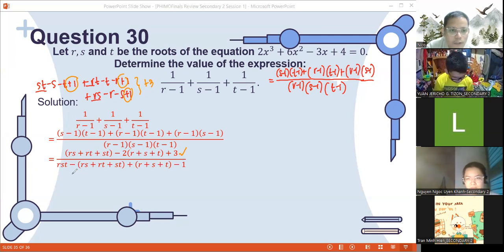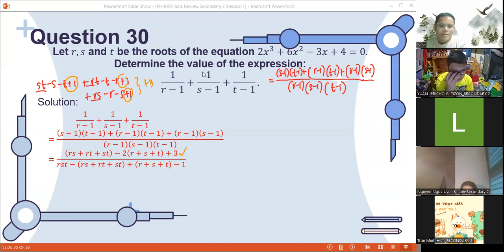Then the next one here, when you multiply it, is equal to RST, then minus RS, minus RT, minus ST, plus R plus S plus T, and then minus 1. So it's alternating plus, minus, plus, minus.